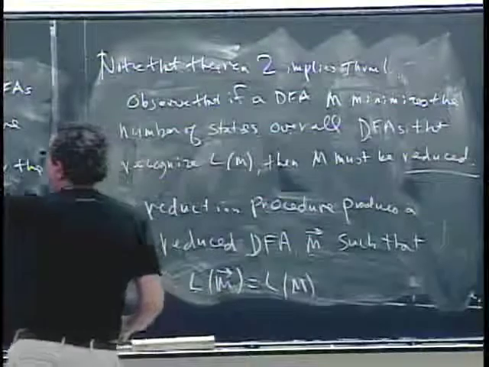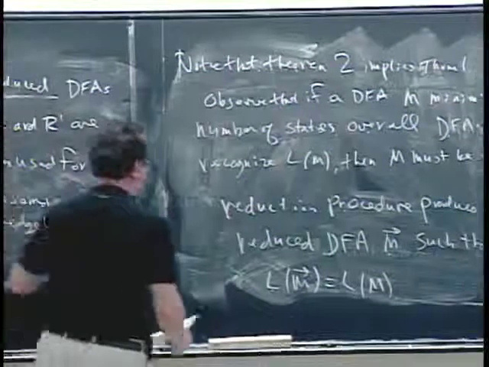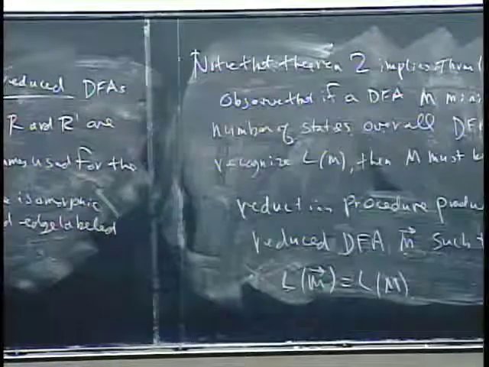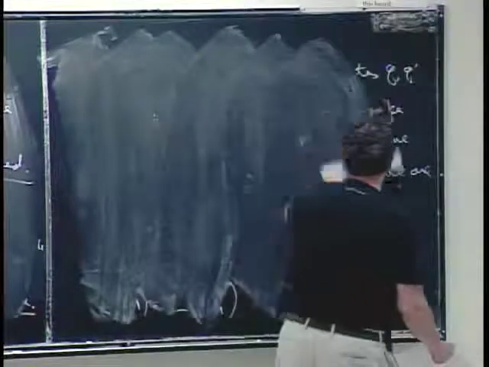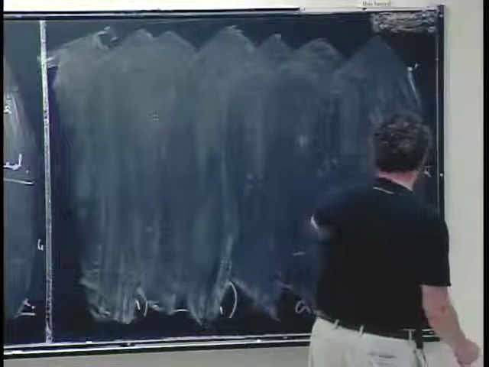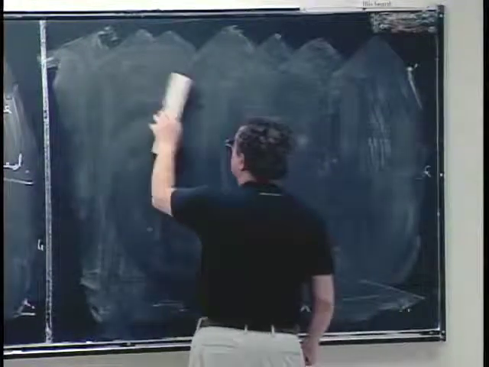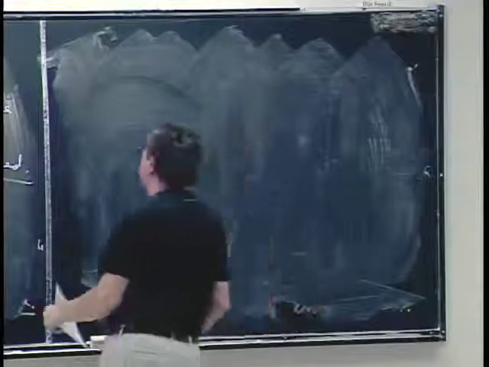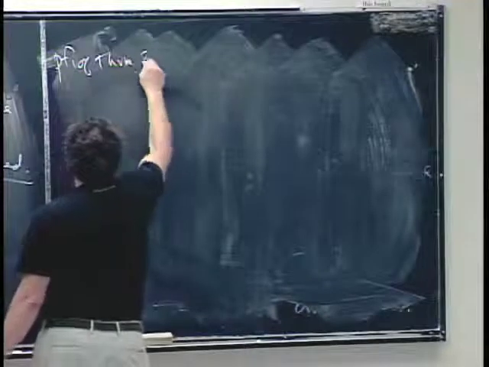So this theorem is equivalent to that theorem, but we still haven't proven Theorem 2. We need to prove Theorem 2. And then I still need to tell you how to find efficiently whether two states are indistinguishable or not. Okay. Proof of Theorem 2. Okay.